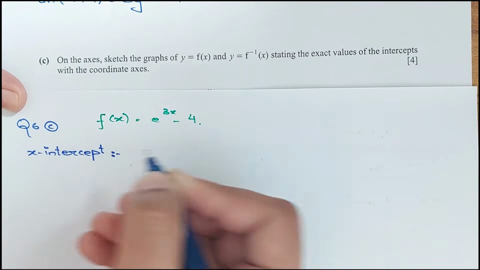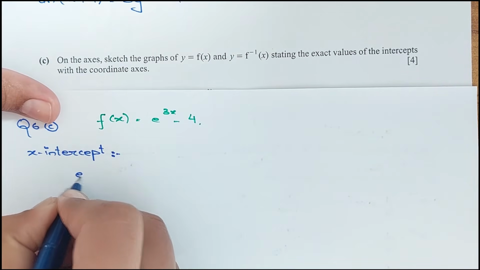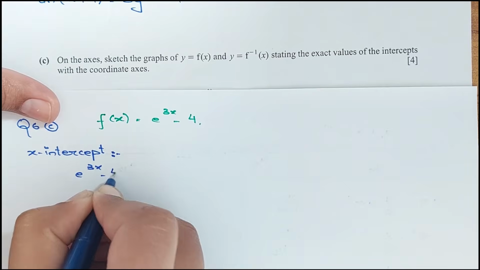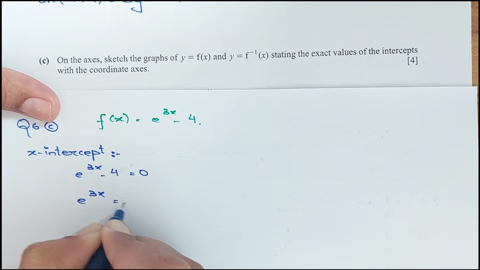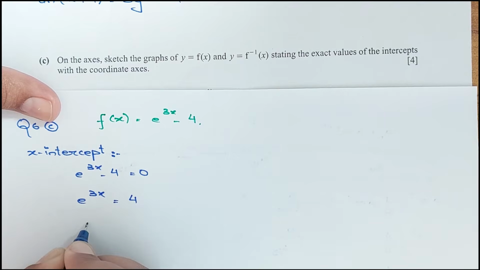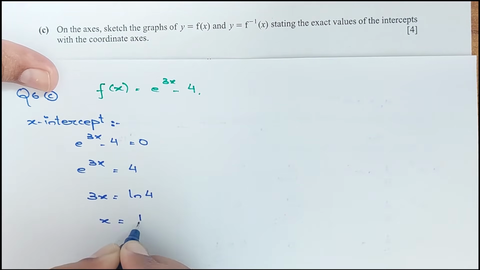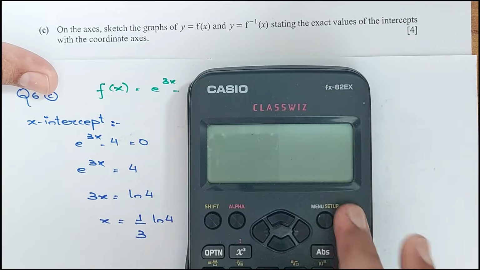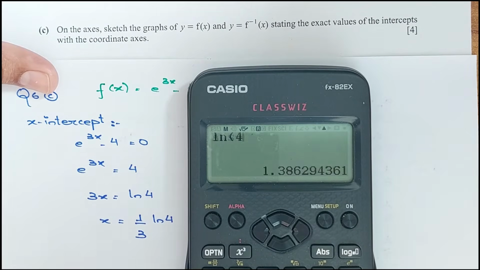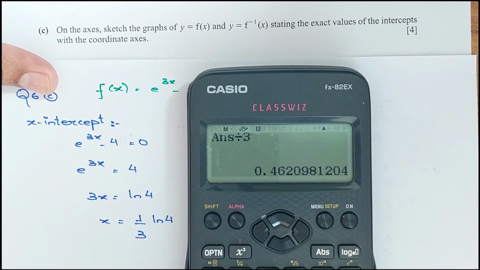For the x-intercept, put y equals 0, or f of x equals 0. e power 3x minus 4 equals 0, so e power 3x equals 4. We can say that 3x equals ln of 4, and x equals 1 by 3 ln of 4. This is my x-intercept. If I calculate this, ln of 4 divided by 3 is 0.462.